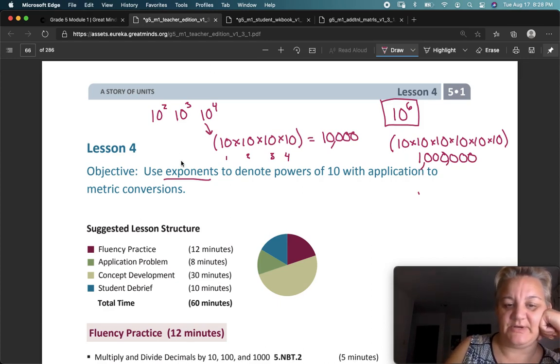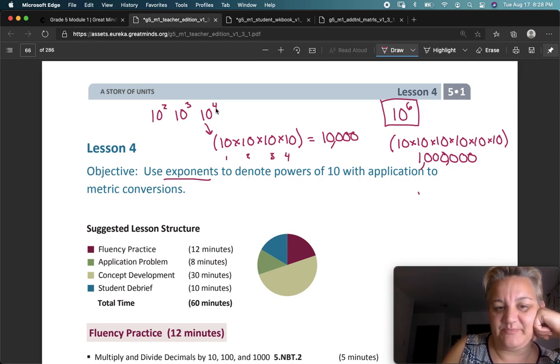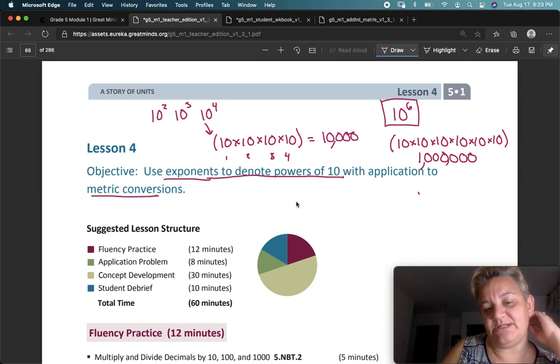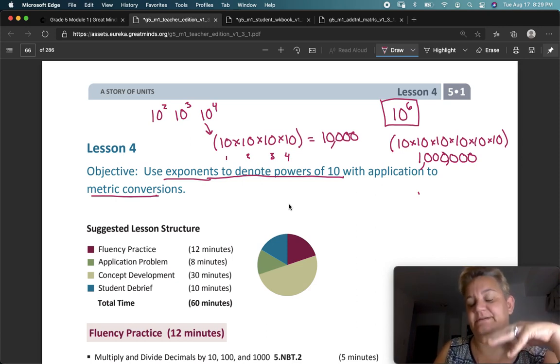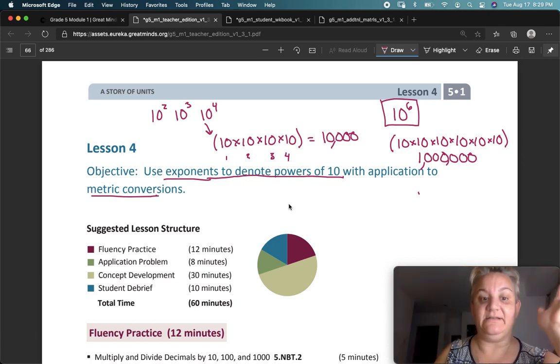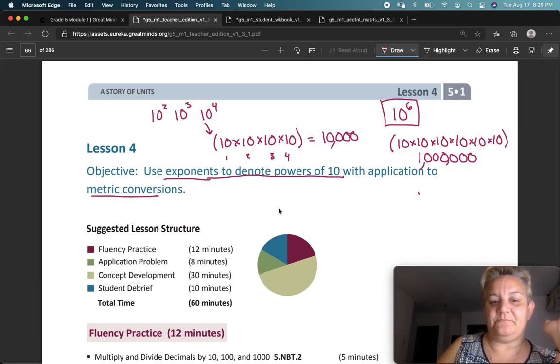Okay, so that's what an exponent is. And these are powers of 10, showing how many times we're multiplying by 10. And we're going to use that tool, what we've just learned how to do in the last couple days, to convert measurements. Now we're going to use the metric scale because metric units use the powers of 10. This is why metric conversions are so much easier than inches to feet, feet to yards, yards to miles, right? Metric uses the power of 10.